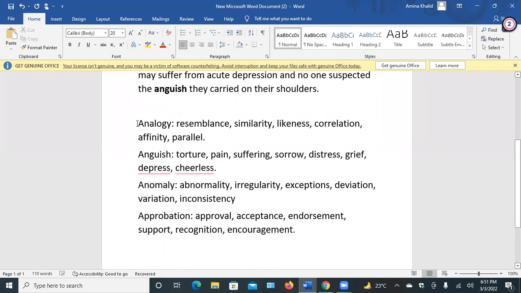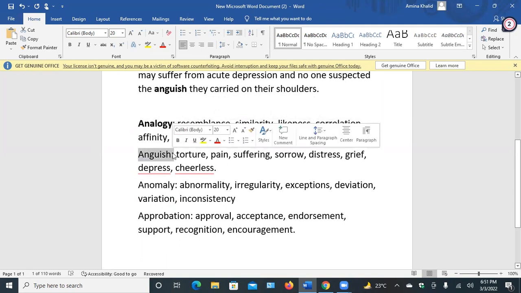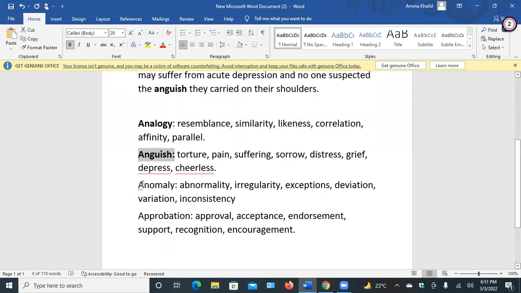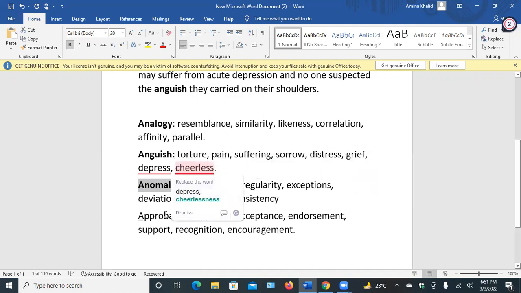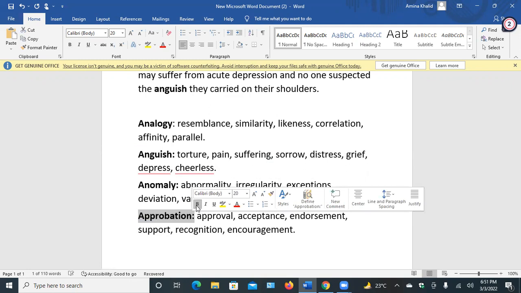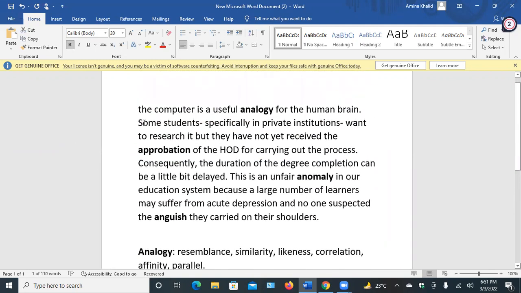We have discussed 4 words today. Analogy. Second is anguish. The third word is anomaly. And the last one is approbation. Let's recap these words. The computer is a useful analogy. It means resemblance, similarity for the human brain.